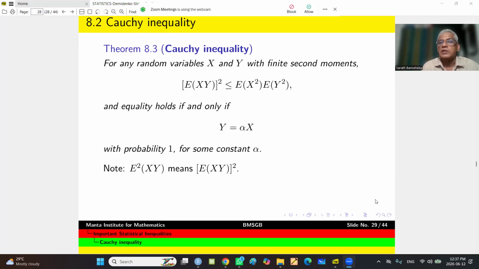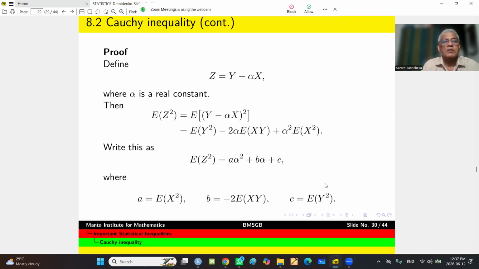So we will see how to prove this Cauchy's inequality. In order to prove this, we consider a new quantity called Z. Define Z as Y minus alpha times X, where alpha is a real constant. If you first consider Z squared, it is going to be Y squared plus alpha squared X squared minus twice alpha times X times Y.